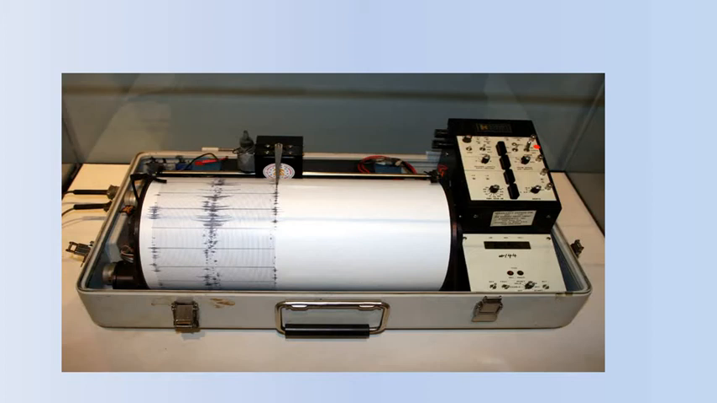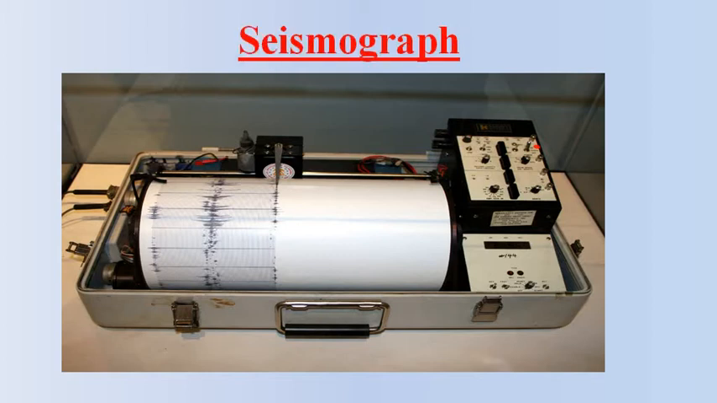Let's see the next image. What is the image of this? This is an image of seismograph. What is the use of seismograph? A seismometer is an instrument that responds to ground motion such as that caused by earthquakes and explosions. Seismometers are usually combined with a timing device or recording device to form a seismograph. This is a seismograph and this one is seismometer.